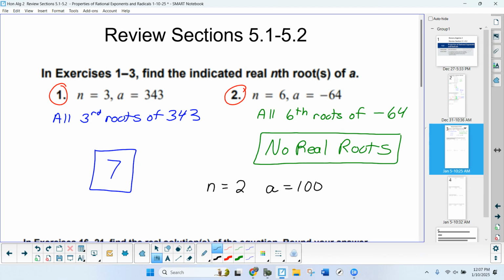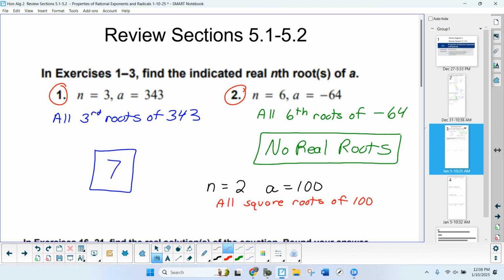What am I asking you for there? Everybody, I'm asking you for all what? All square roots of what? What are you guys going to tell me? Oh, I'm hearing absolute value.